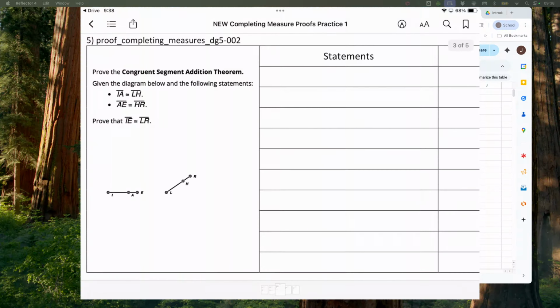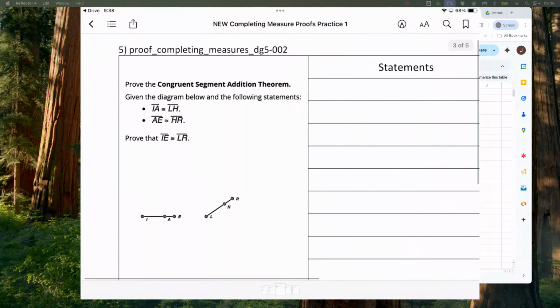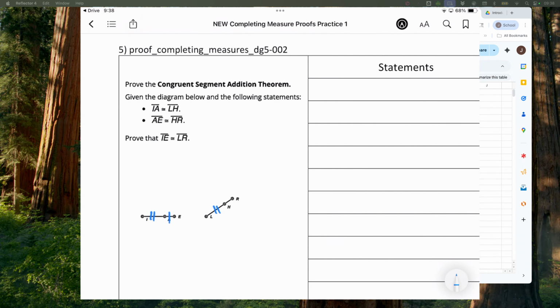Okay, 3 more. Yay. Okay, so we are given that IA is congruent to LH. So I'm going to use 2 marks because that's the longer one. IA is congruent to LH. AE is congruent to HR. We're supposed to prove that IE is congruent to LR. So we're supposed to prove that this whole thing is congruent to this whole thing.